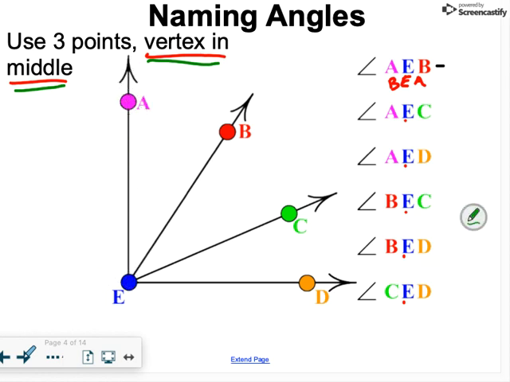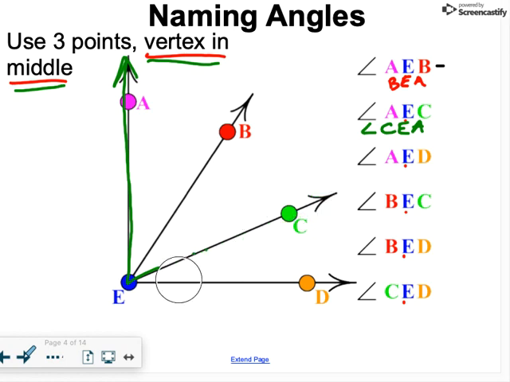Now I'm talking about angle AEC. So that starts here at A, goes to E, and goes out to C. So notice we can call that angle AEC. And of course, we can always reverse this. We can call this CEA. Those are the same angle. It's still the same angle, you're just coming at it from a different way.